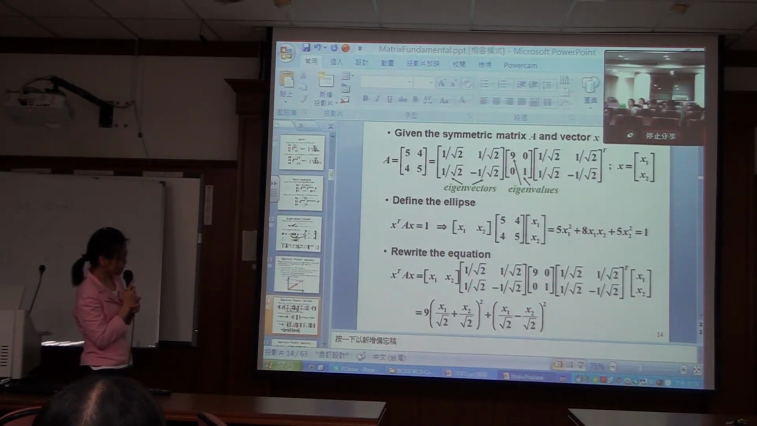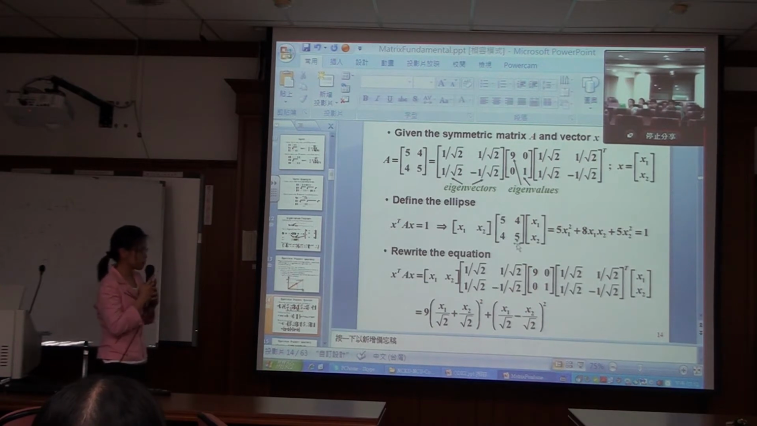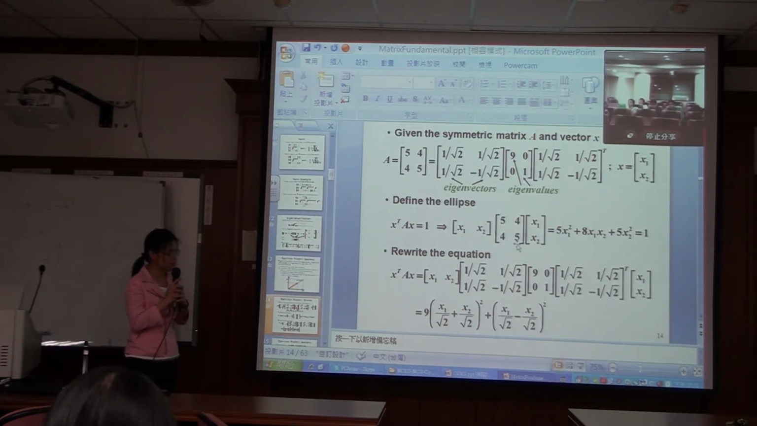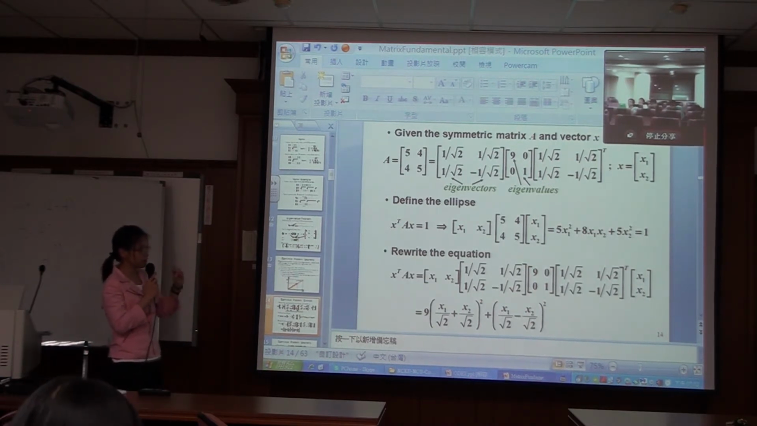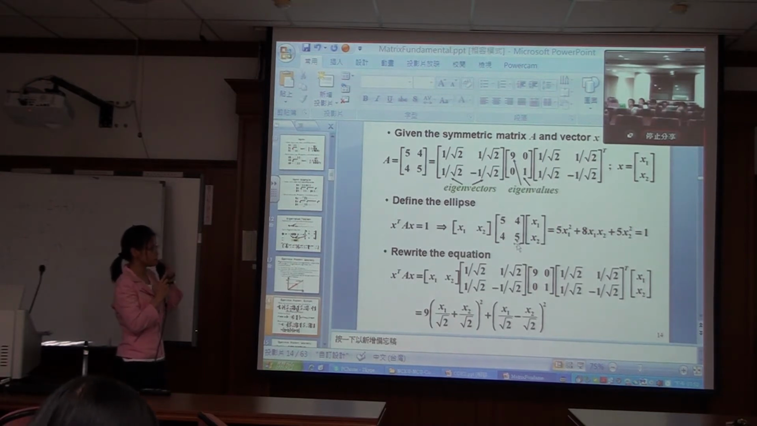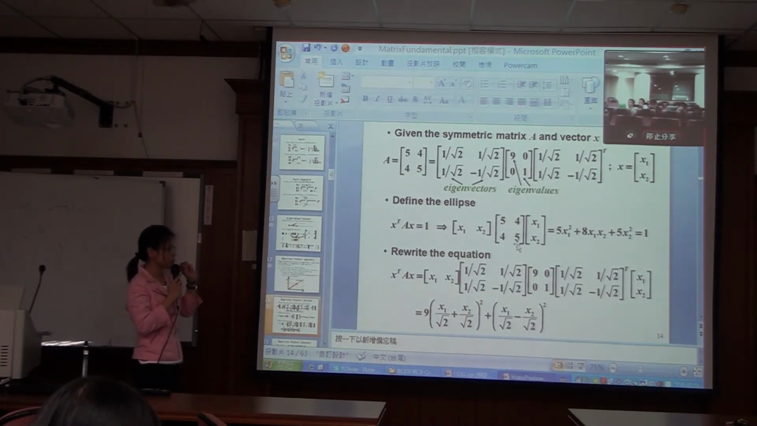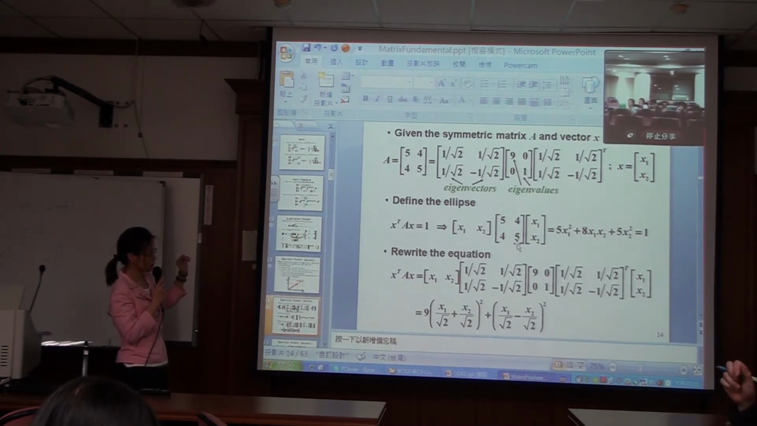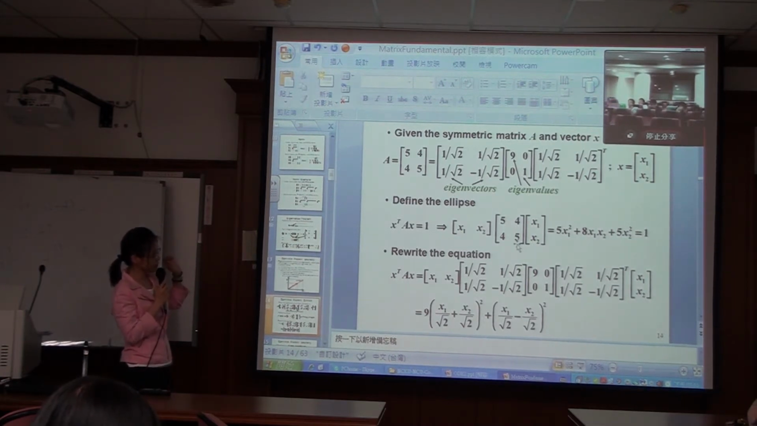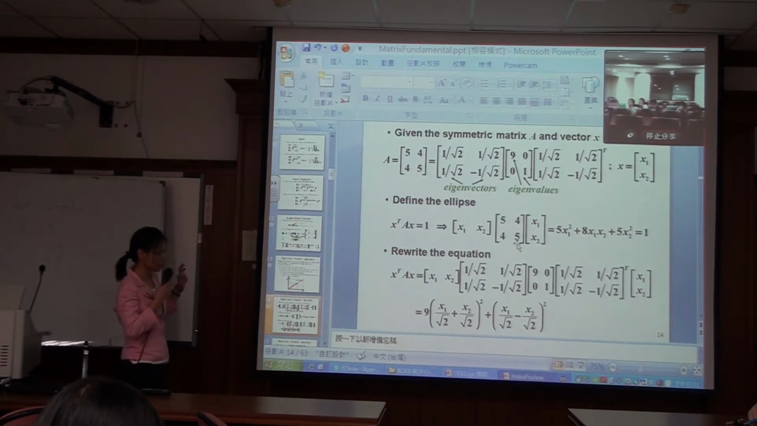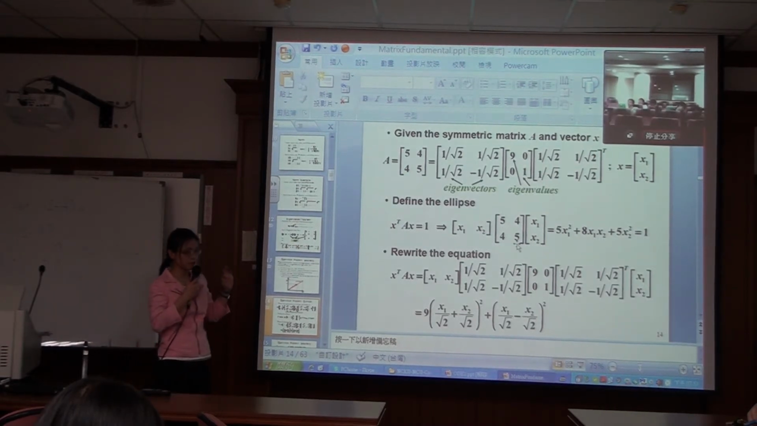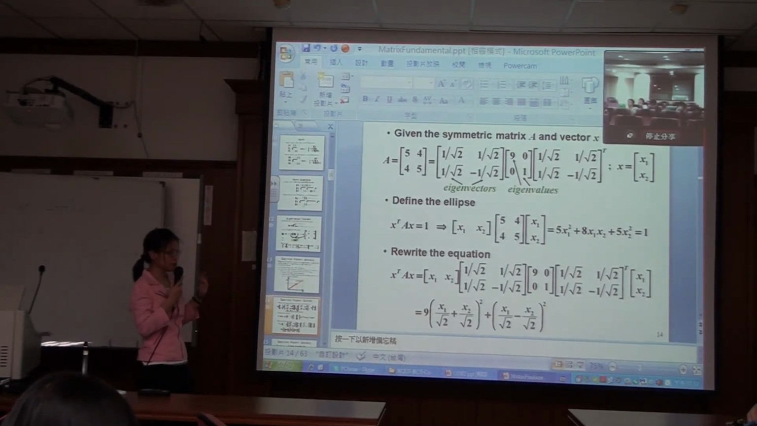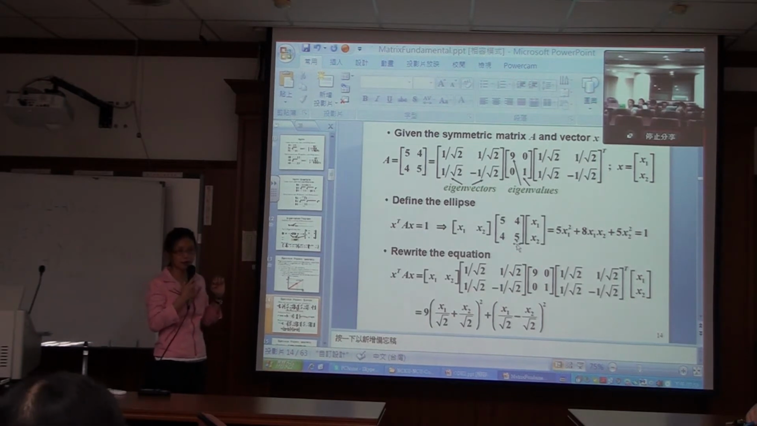In this next equation, we can look at an ellipse equation as a matrix equation, seeing a 2 by 2 matrix as an ellipse, and we can simplify or visualize the ellipse using this orthogonal diagonalization.